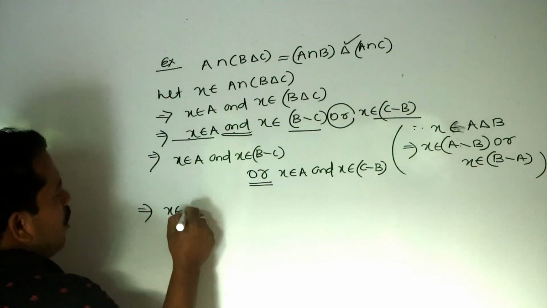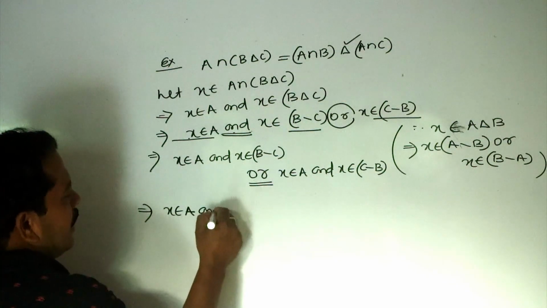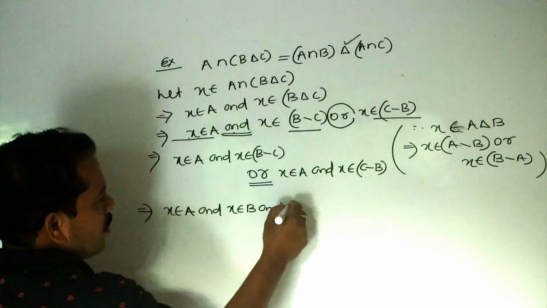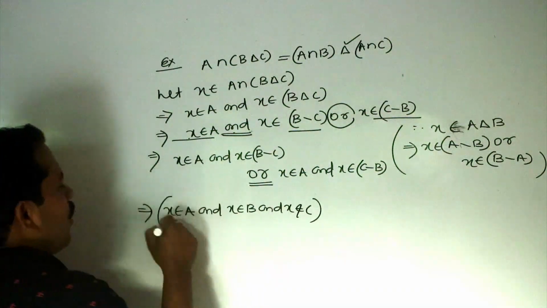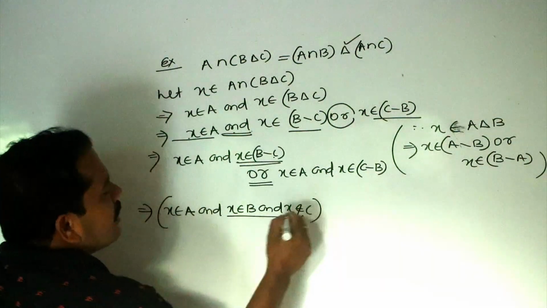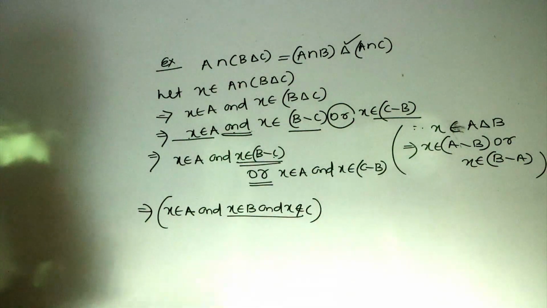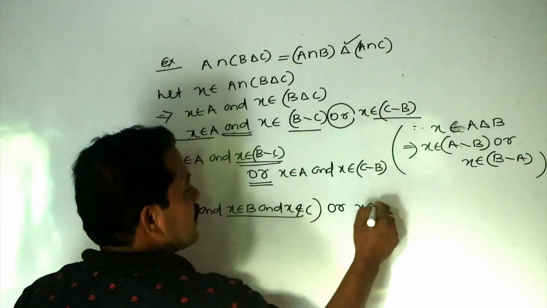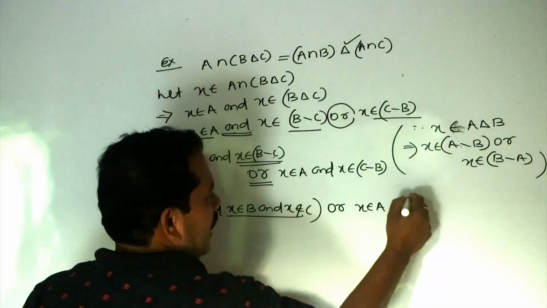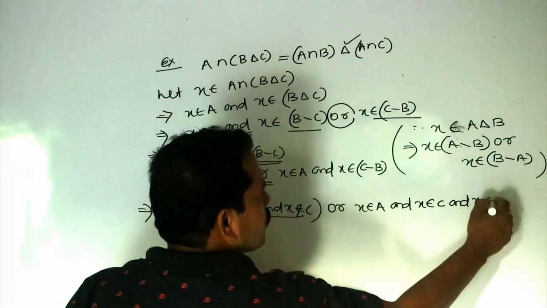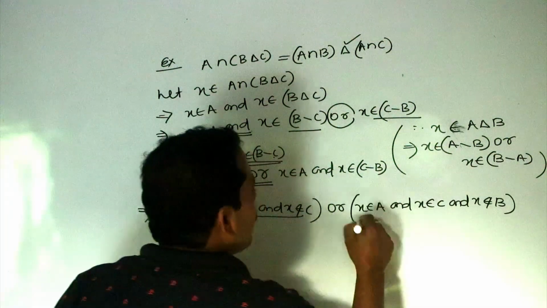Now x belongs to A and x belongs to B and x does not belong to C. For x belongs to B difference C, we write x belongs to B and x does not belong to C. Here x belongs to A and x belongs to C and x does not belong to B. For this part we use.